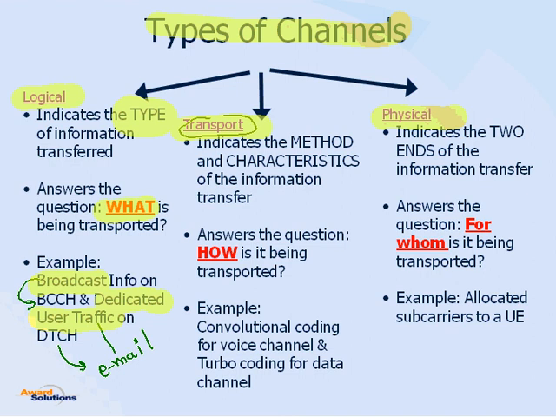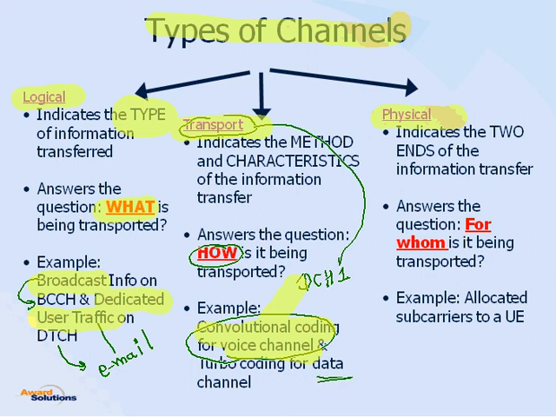Then we have transport channel. And transport channel tells us how we are sending the information, how we are protecting the information. For example, if it's circuit switched voice, then we traditionally rely upon convolutional coding. So that will be on one dedicated channel 1. That would be a transport channel.